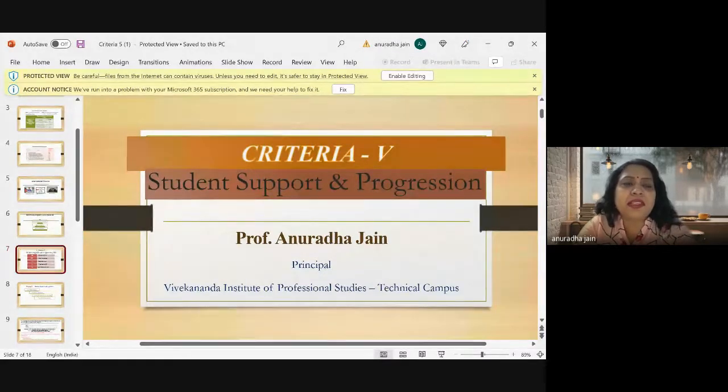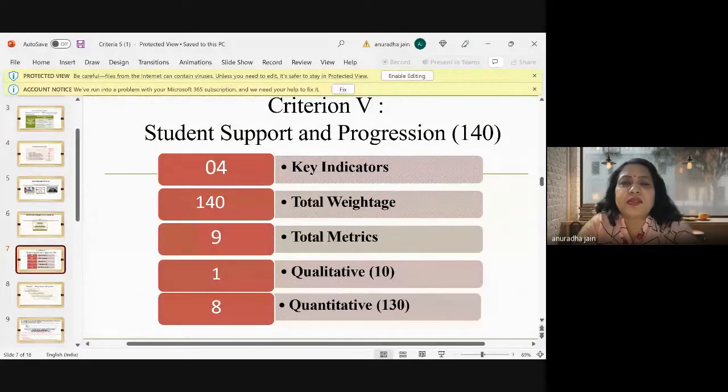Now, Criterion 5, which is related to student support and progression, has a total weightage of 140, and there are 4 key indicators. Again, I am taking the latest format given by NAAC, which is applicable from this month onwards. Those who will be applying from June onwards will be following this format. Overall there are 4 key indicators, a total weightage of 140, and 9 metrics, of which 1 is qualitative and 8 are quantitative. So the entire criterion is largely quantitative in nature, meaning it will be assessed by the third party through DVV. Only 10 marks are qualitative.